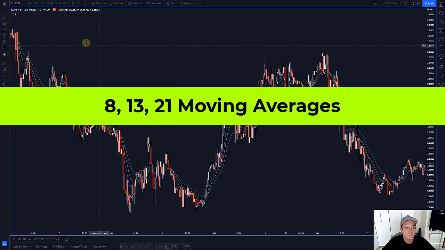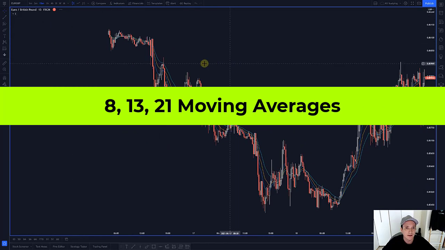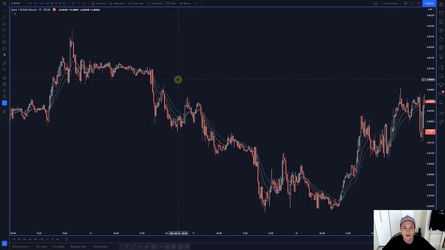I love moving averages. They work perfectly for pullback trading and especially when scalping charts, they are amazing. So the ones I'm using are 8, 13, 21. Whenever we pull back into these, they are nicely fanned out. We pull back into these and we get a decent price action.